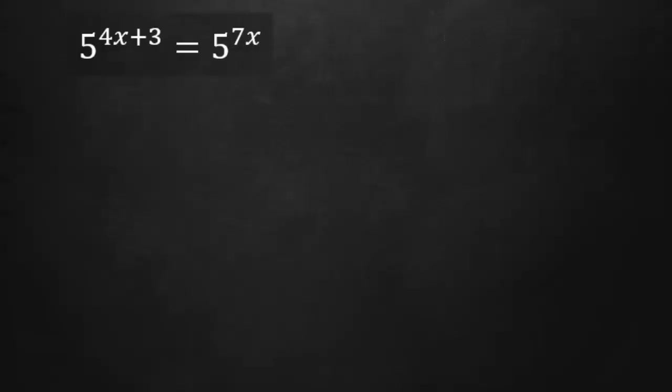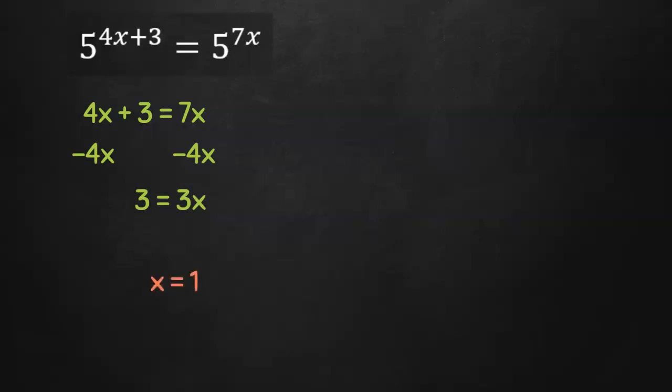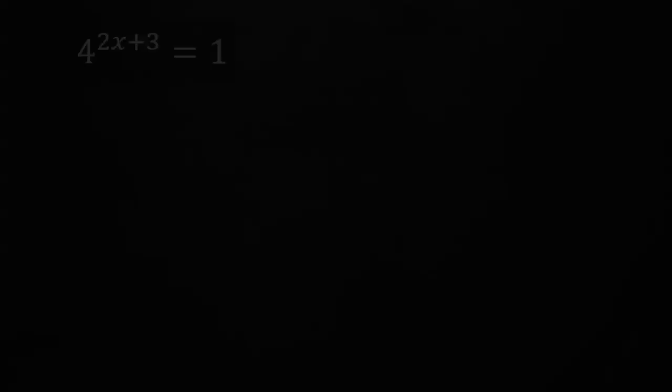Now, with this problem, the bases are the same, the base of 5. So all we have to do is set our exponents equal to each other, and then go ahead and solve for x. So we have to move the 4x to the right-hand side, and then divide by 3, and x is equal to 1. Pretty simple, right? But what do you do if they're not the same?